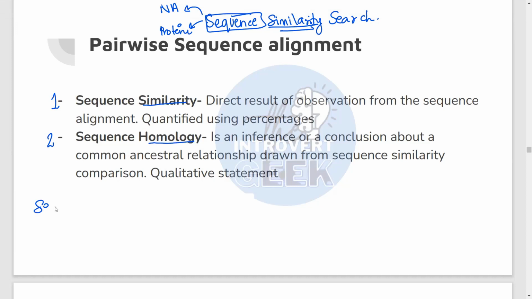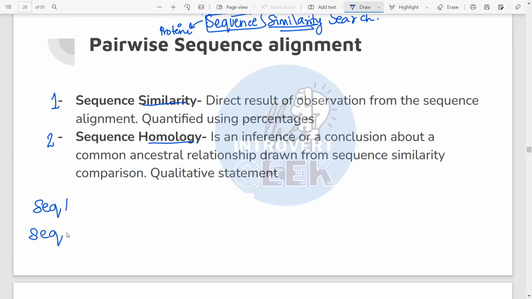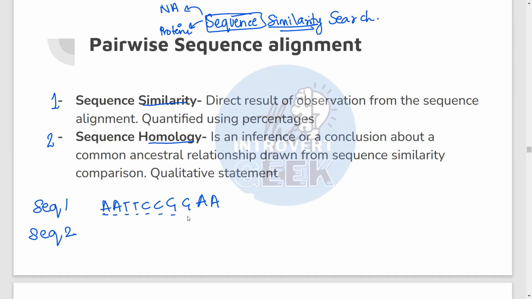Let us consider there are two sequences, sequence 1 and sequence 2. Let's say sequence 1 is AAPT, CCGG, AA. How many residues? 1, 2, 3, 4, 5, 6, 7, 8, 9, 10. So we have a total of 10 residues. Now let's consider another sequence, which is from, say, another organism, which is ACC, TCC, A, T, T, A. Let's say this is the sequence.